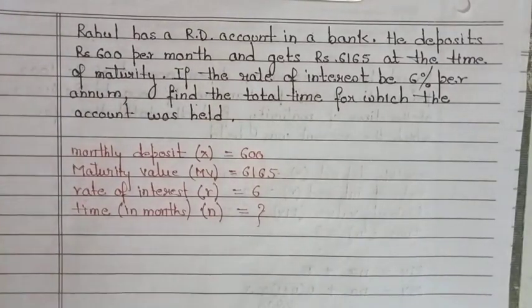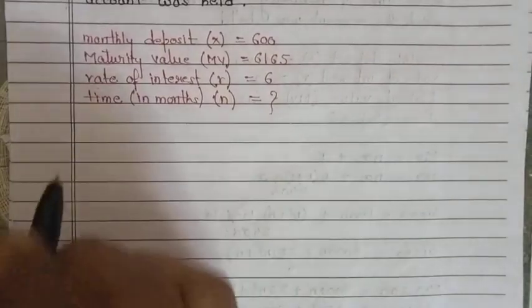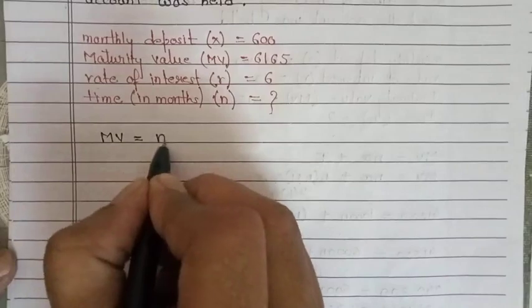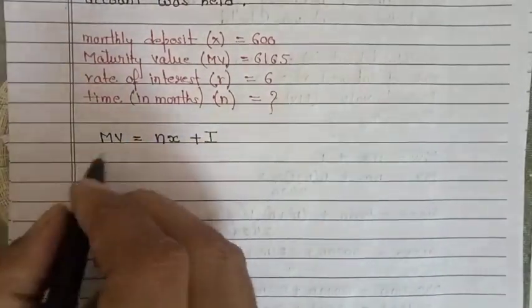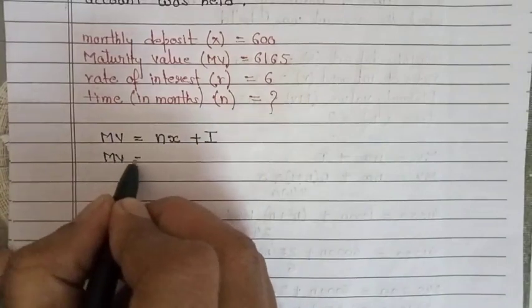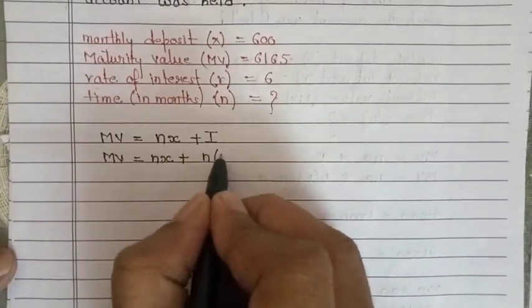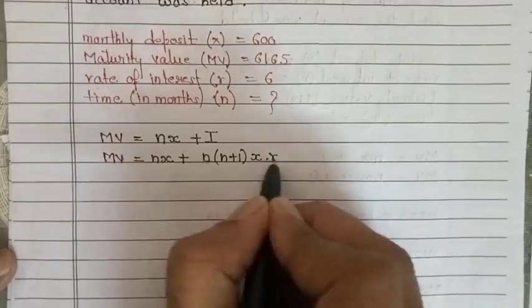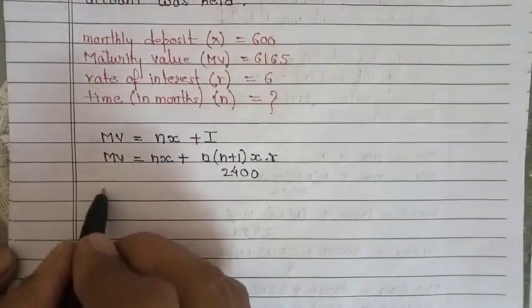Now as you can see, maturity value is given to you. So first of all we will apply the formula for maturity value. Formula for maturity value is nx plus I. If interest is not known to us, we will substitute the formula for interest, and the formula is n into n plus 1 into x into r upon 2400.